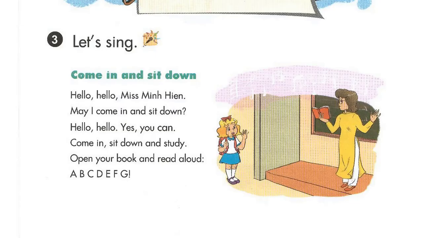Page 44. Lesson 3. Activity 3. Let's sing. Come in and sit down. Hello, hello, Miss Minh Hien. May I come in and sit down? Hello, hello, yes, you can. Come in, sit down and study. Open your book and read aloud. A, B, C, D, E, F, G.